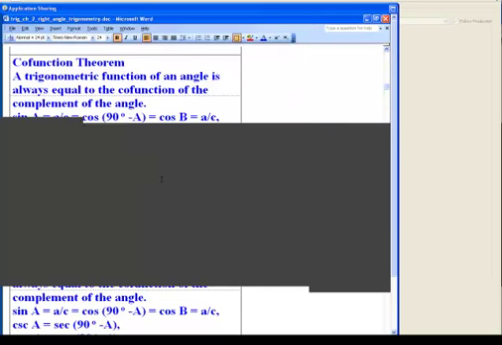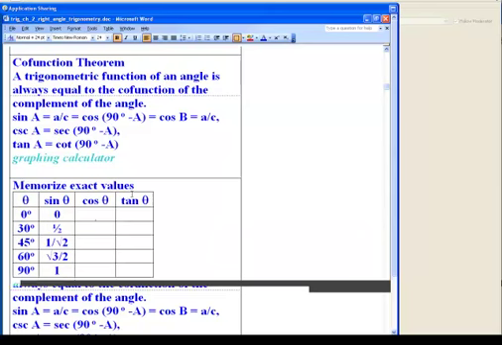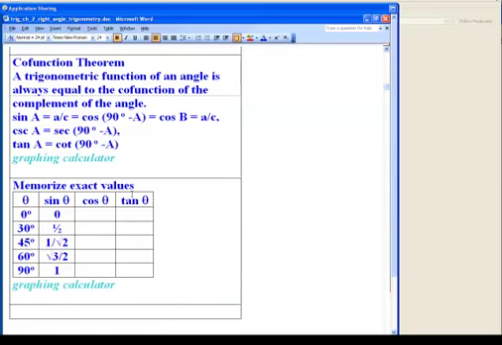Memorize the exact values. The exact values are given from the adjacent and the opposite. And of course, we have become familiar with them from the special triangles that we had in the last chapter. The sine of 0 degrees is 0. The sine of 30 degrees is 1/2. The sine of 45 degrees is 1 over the square root of 2, or can also be written as square root of 2 over 2, and I will do that here. Square root of 2 over 2.